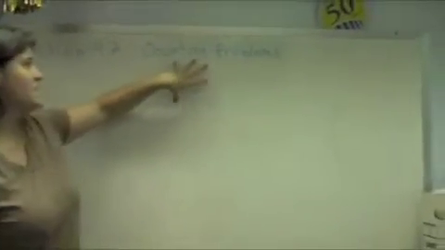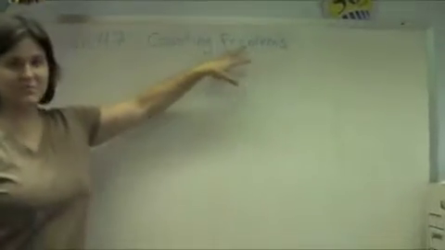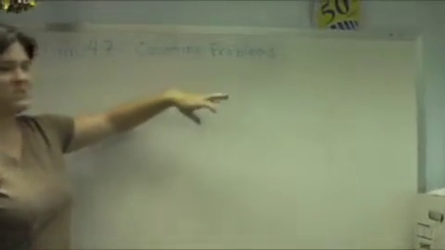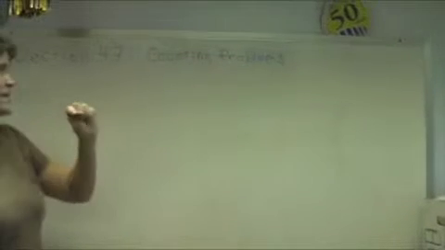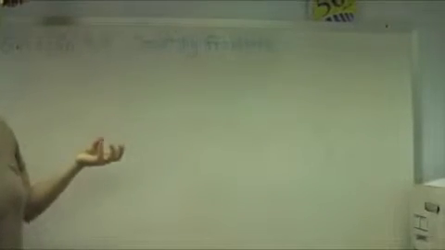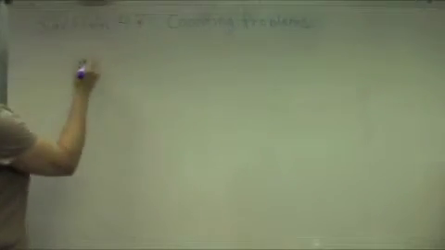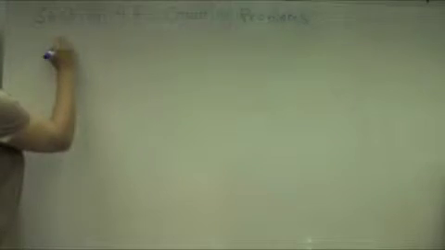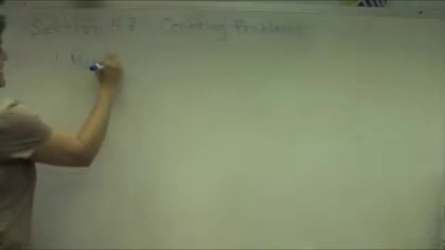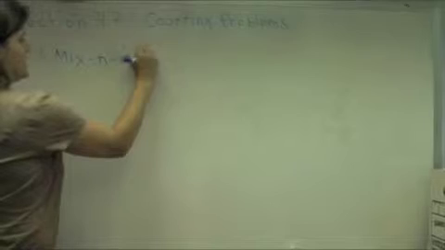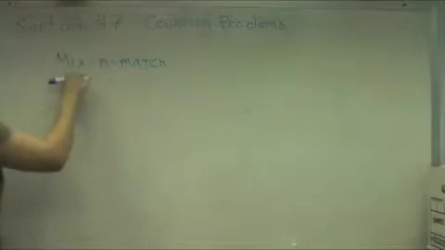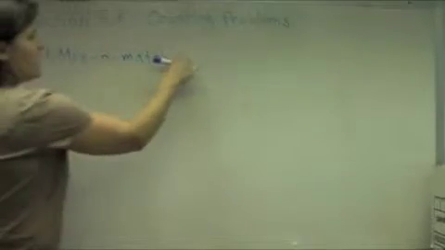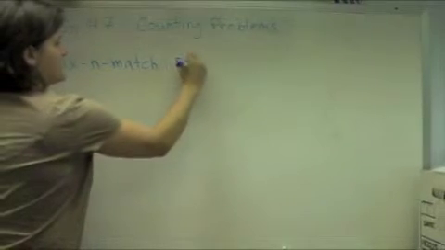In section 4.7, we take a different approach to problems, and we're going to cover counting problems. These questions will change. Rather than asking what's the probability of this happening, they'll ask how many ways can a certain event occur. So we're going to deal with 3 types of counting problems. The first type is mix. I call it mix and match. Your book doesn't refer to it as this, but these are easy to find in that you've got multiple categories.